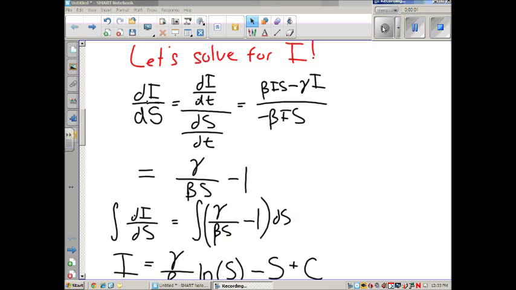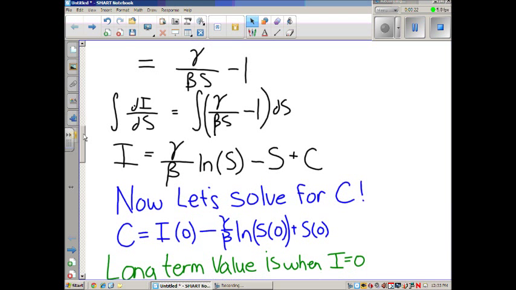To answer the questions we've been given, we have to solve for I and S. We're going to start by solving for I. Using multivariable calculus, we know that dI/dS equals (dI/dt)/(dS/dt). This is equal to (beta I S minus gamma I) over (negative beta I S). This simplifies to gamma over beta times S, minus 1.